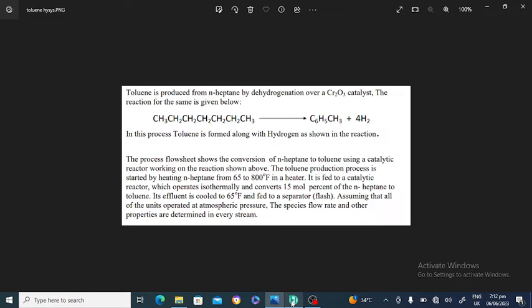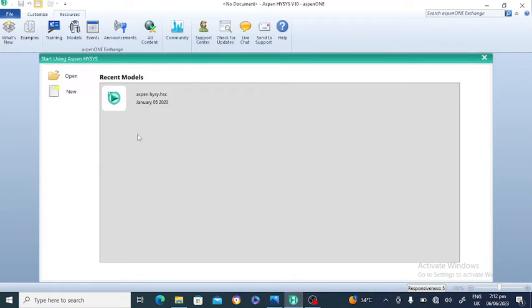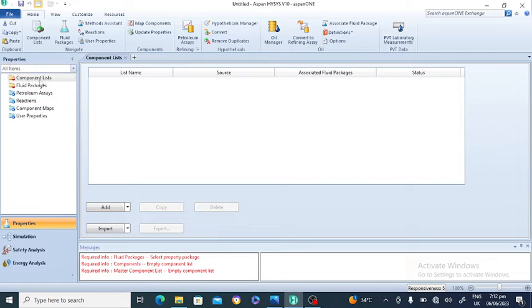First of all, open Aspen HYSYS. This is Aspen HYSYS, and click on new. A new window will open. This will take some time. This is the component list. Click on add and add the components.